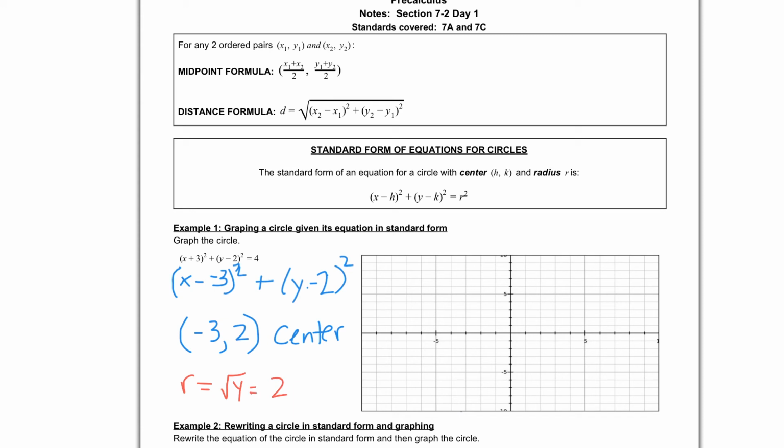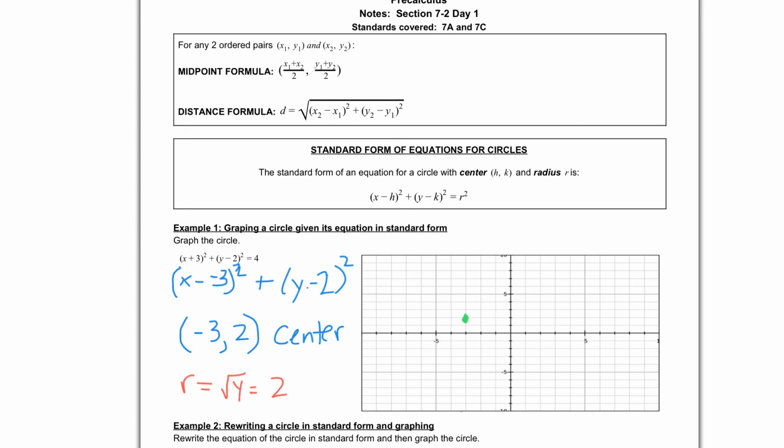Now, in order to graph this, we're going to graph our center first. So we're going to plot the point negative 3 and then 2, which is right here. And then our radius tells us that we should be 2 up, to the right, down, and left from our circle. So we're going to plot 4 more points on our graph.